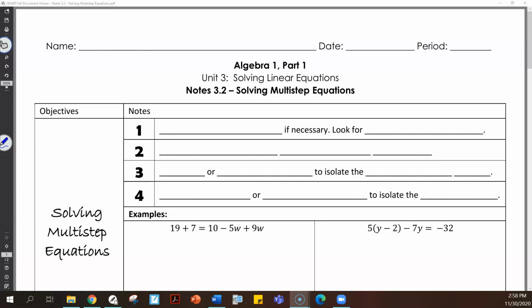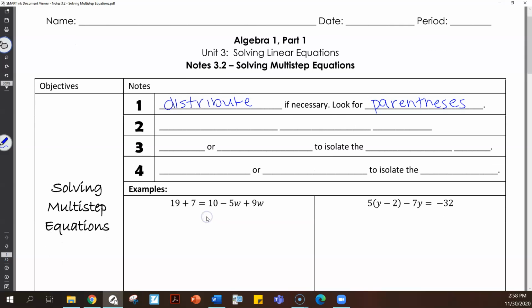So I like to start with distributing. I'm going to distribute if I have to. And the way that I'm going to know whether I have to or not is that I'm going to look for parentheses. So remember, distributing is when I'm taking a number outside the parentheses and I'm multiplying it by however many terms are on the inside. So if I look at my first example here, I don't have any parentheses in this one, so I don't actually have to distribute.